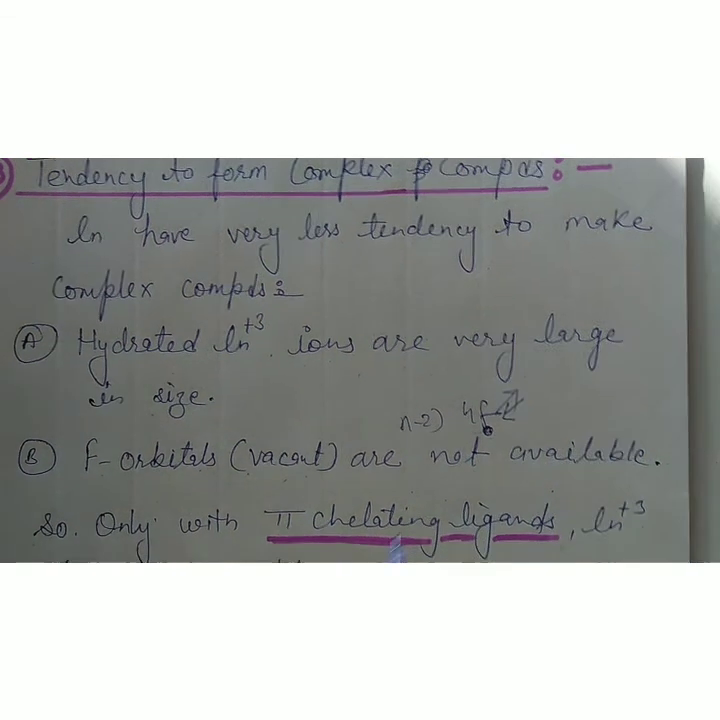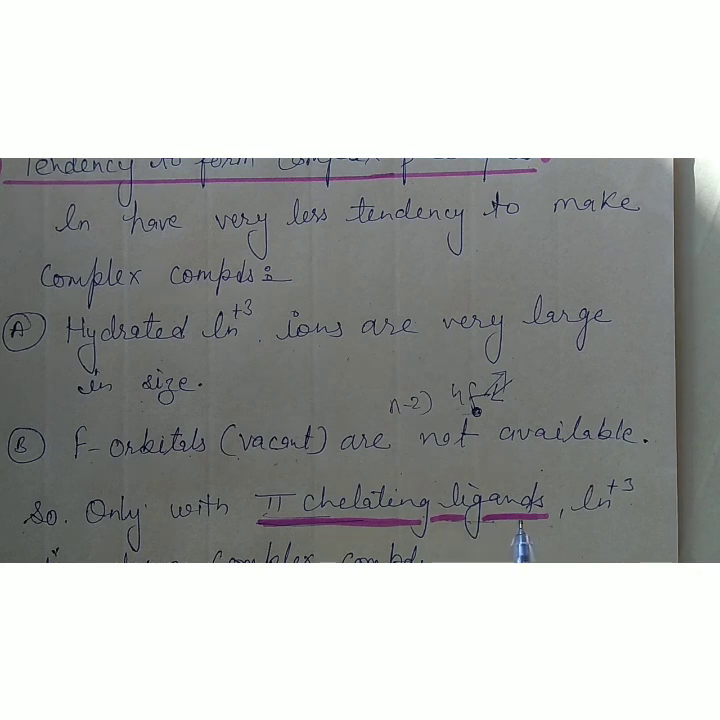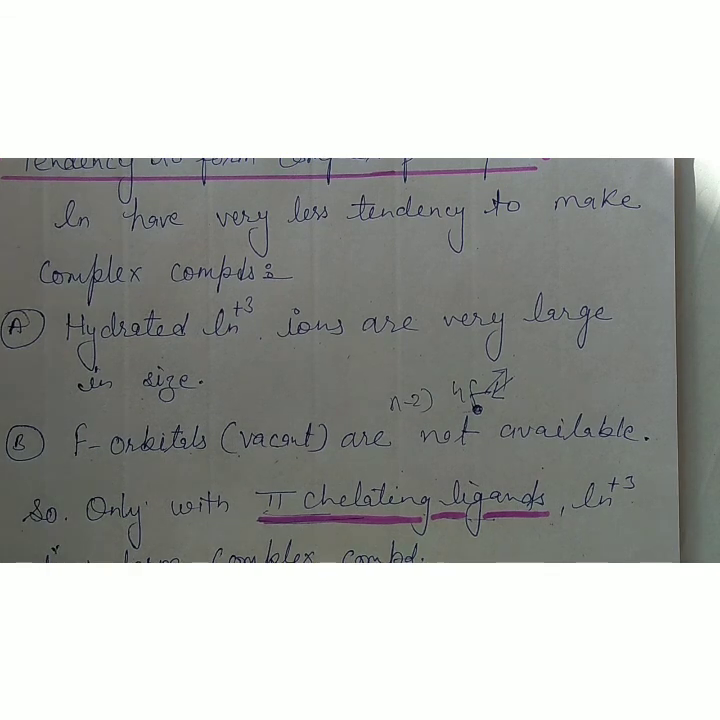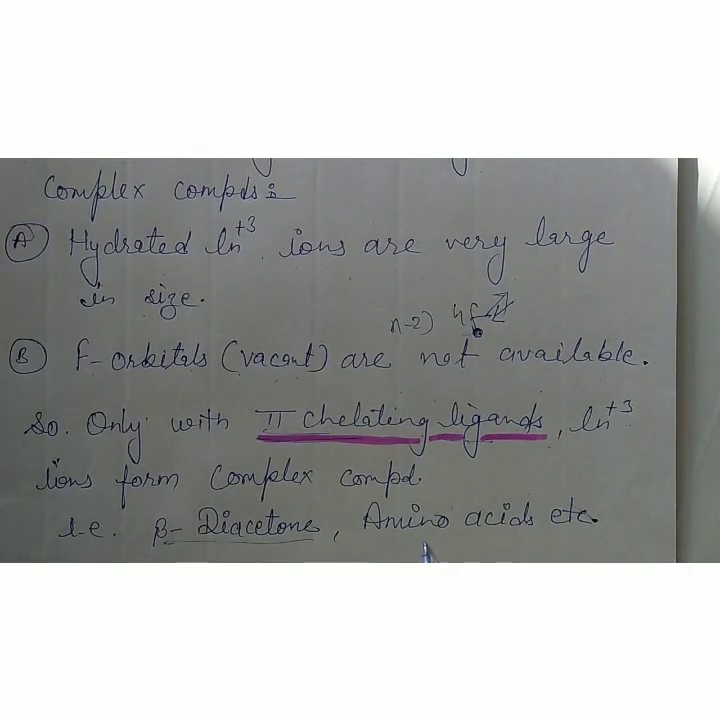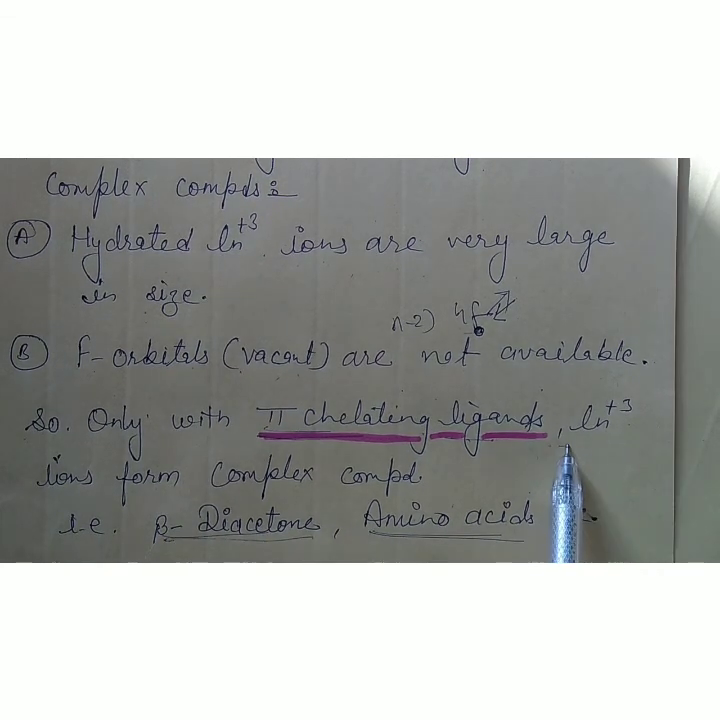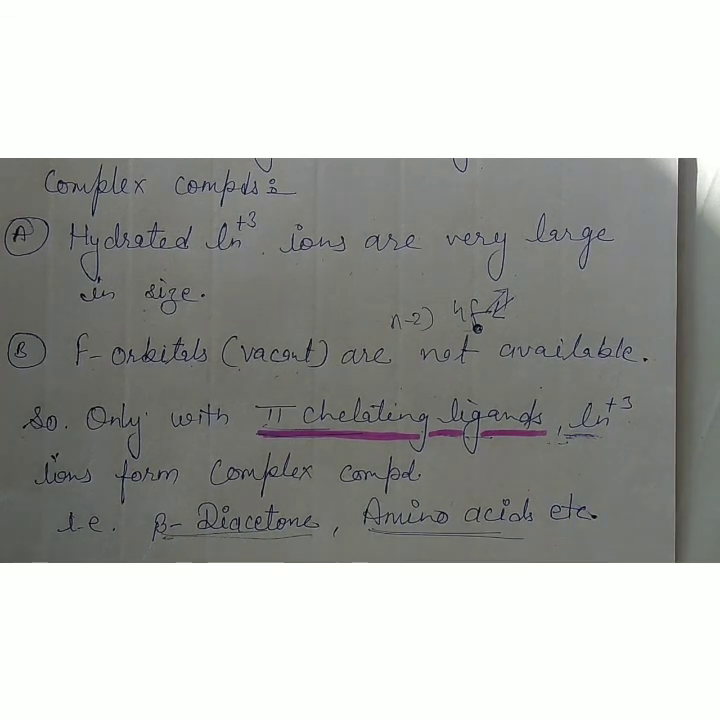So only pi chelating ligands can form complexes with Ln3+ ions. Such examples are beta-diketones and amino acids. These two examples can make complex compounds with Ln3+ ions. Okay, now these are the characteristics or properties of the lanthanoids. I think you can understand this content easily. Thank you.